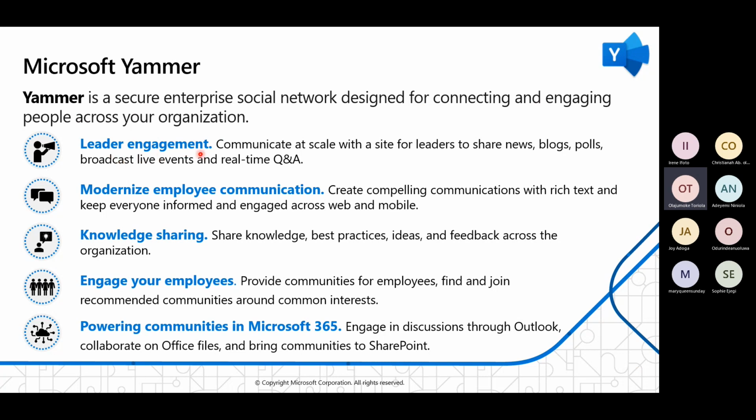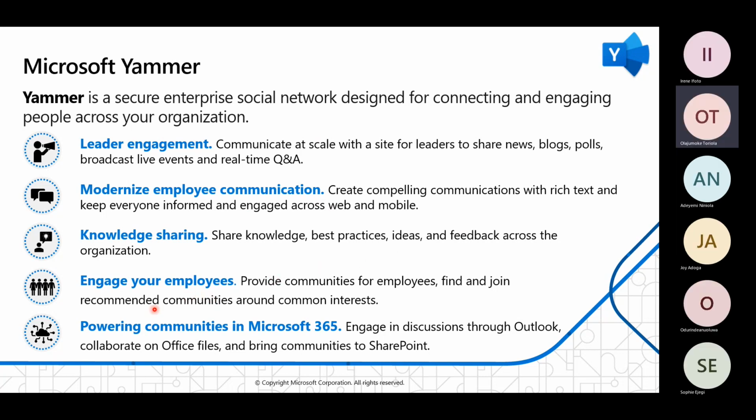And you have things like leader engagement, where you communicate at scale, with a site for leaders to share news, polls, broadcast live events, and real-time Q&A. Then you have modernized employee communication, where you can create compelling communication with rich text and keep everyone informed and engaged across web and mobile. Then for knowledge sharing, you can share knowledge, best practices, ideas, and feedback across the organization. Then again, you can engage your employees and power communities in Microsoft 365 through Outlook, collaborate on Office files, and bring communities on SharePoint.